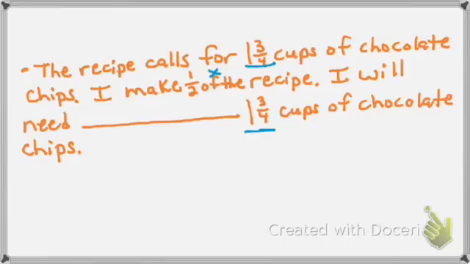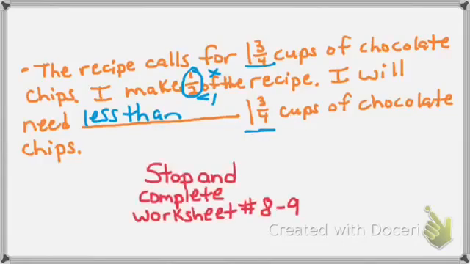There it is. I know that after a fraction, of means multiply. So I will be multiplying 1 3/4 times what? Times 1/2. Is that 1/2 greater than 1? Meaning the numerator is greater than the denominator? No. 1 is not greater than 2. Is it less than 1? Meaning the numerator is less than the denominator? Yes, 1 is less than 2. Therefore, 1/2 has to be less than 1. So I have a given number times a number less than 1 will give me an answer that is less than the given number. Please stop the video and complete worksheet numbers 8 and 9 right now.